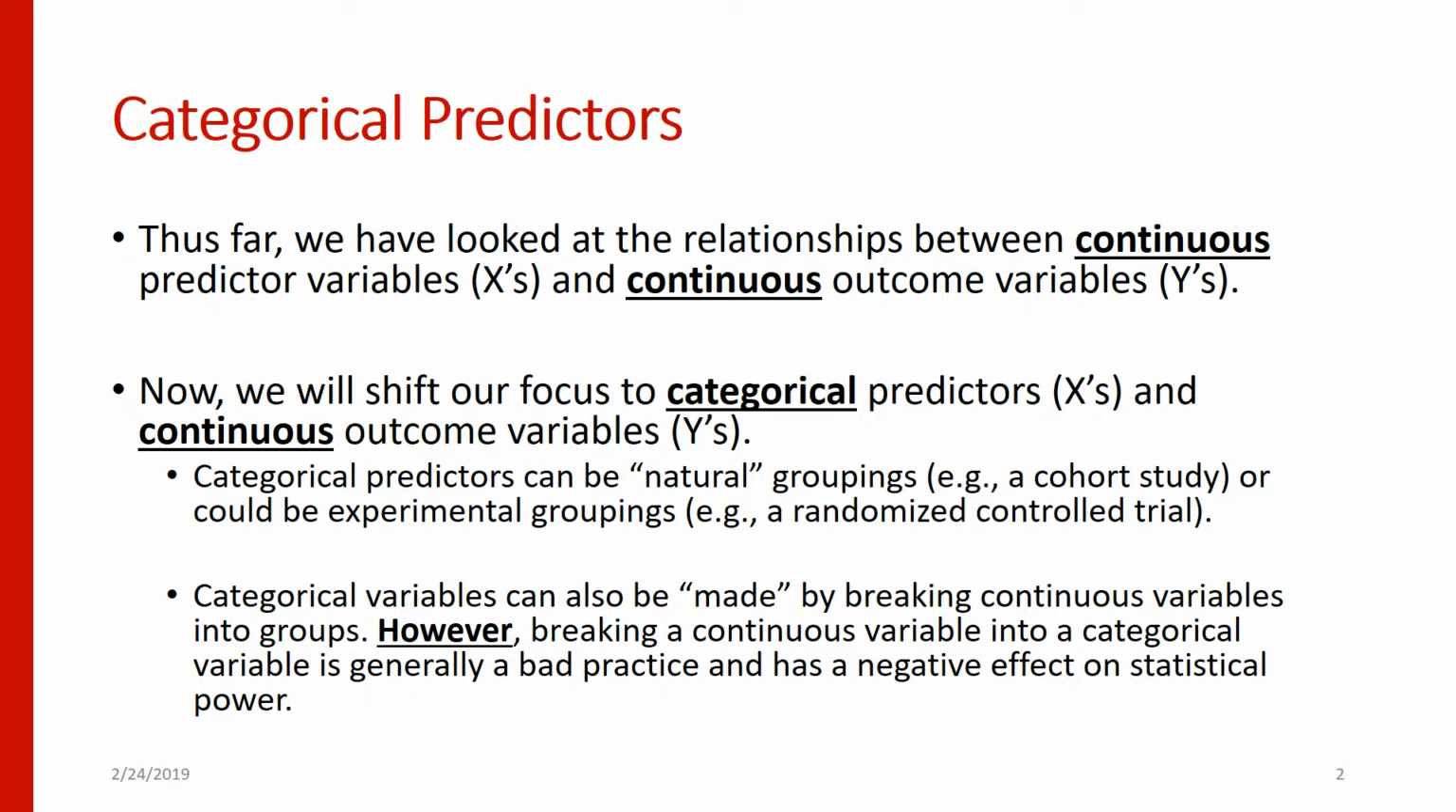However, I also want to caution you that breaking a continuous variable into a categorical variable is generally bad practice and has a negative effect on statistical power. Most of the time, if we have a continuous variable, we're going to want to keep it continuous, because otherwise we risk throwing information away if we take something that has a lot of variation in it and break it into only two rough categories. We'll do it in this instance because it has some educational value. But in general, if you have something that's continuous, you're probably going to want to keep it continuous.